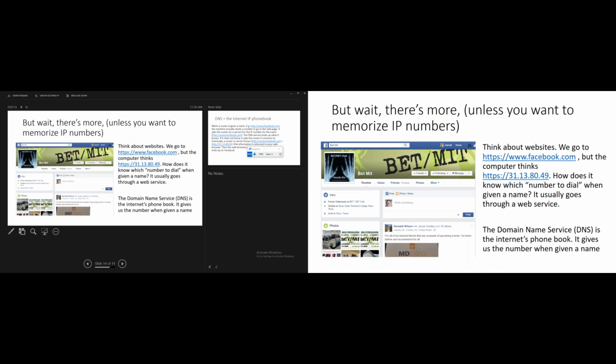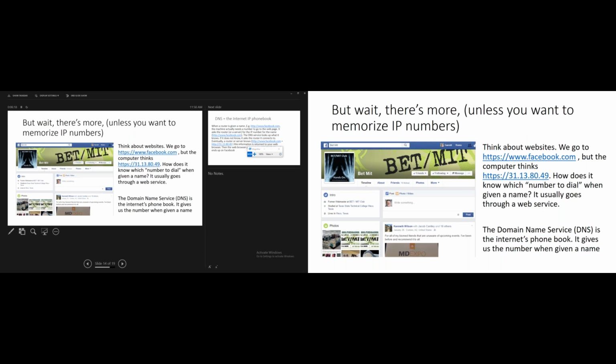Here's the deal. This page, this is the Facebook page. That's not how a computer thinks. They don't dial Facebook. You dial the number. This is the number for Facebook. You can actually put that number in your web browser, and it'll come up. Unless they changed it on me. It ain't dynamic.